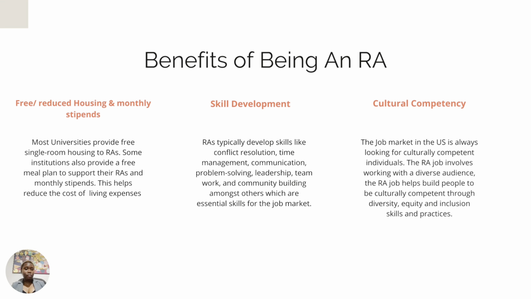And they support their RA through a monthly stipend. That varies with schools. Some institutions pay like $100, $200 in addition to the free housing and free meal plan. So, like I said, this helps reduce the cost of living expenses. Then something else is skill development.